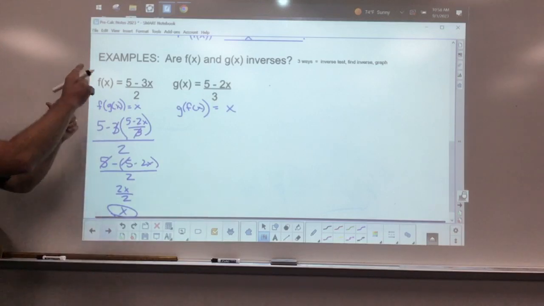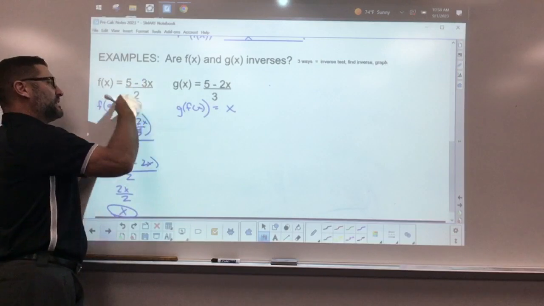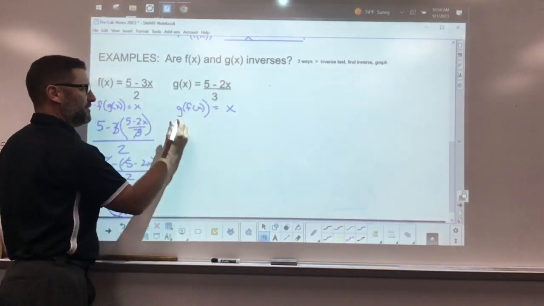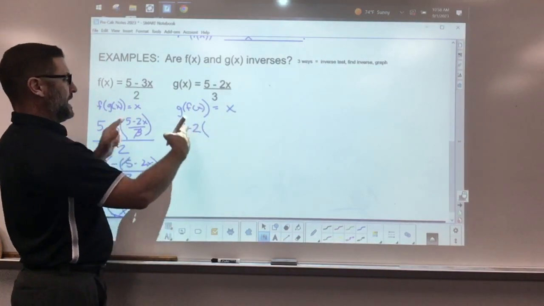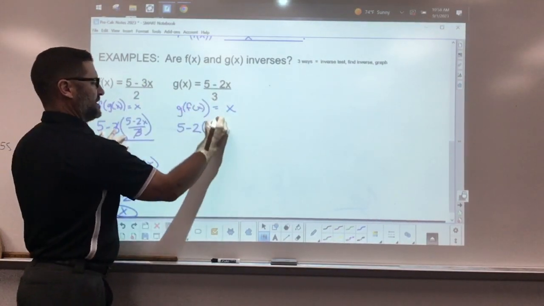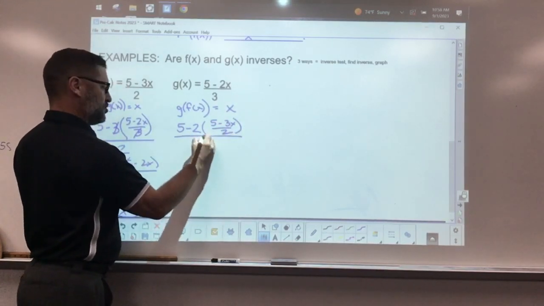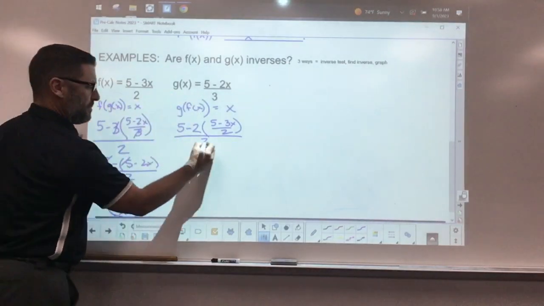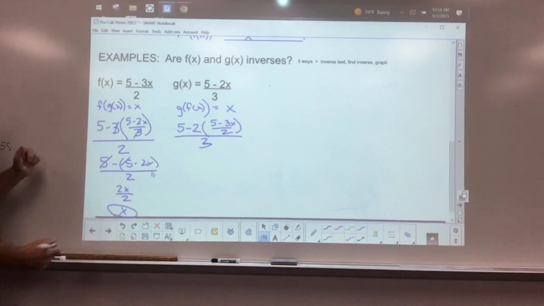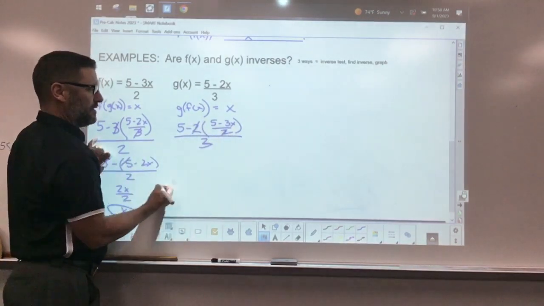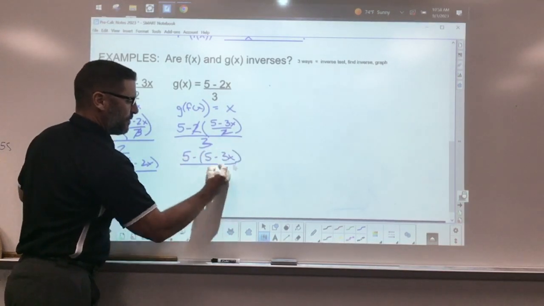Okay? I'm going to do the same thing for g of f of x. So I'm going to take the f of x and I'm going to plug it into the g. So I take this f of x and I'm going to shove it in right there for the g of x. So I go 5 minus 2 times, this goes in for that x, which is 5 minus 3x over 2, all over 3 on the bottom. And I plug that in for that x. And you can see it's pretty much the same math. The 2's are gone, they whap out. 5 minus 3x all over 3.